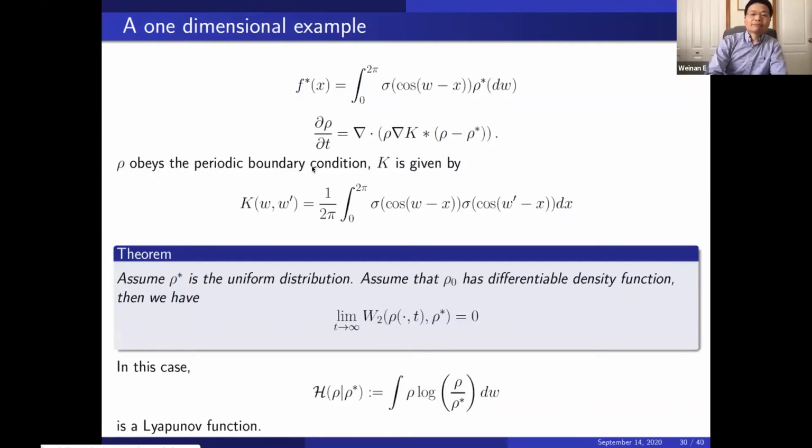So in one dimension, there's more that is known for the one-dimensional analog. Let's consider the circle with periodic boundary condition, and then this differential equation becomes this form, where the kernel is given here, and we'll consider a target function of this type.